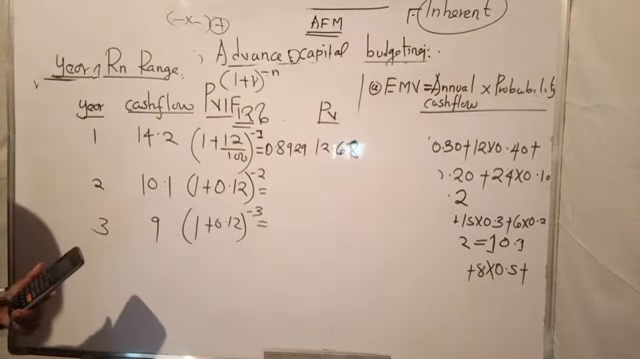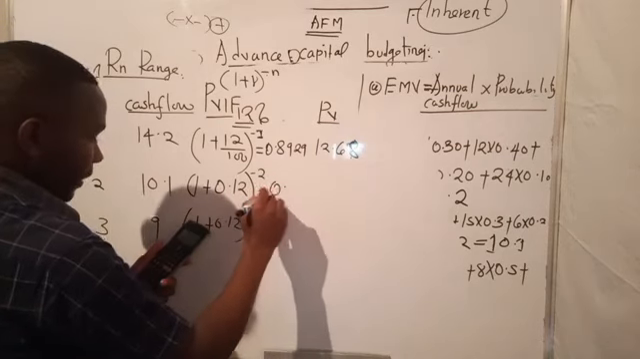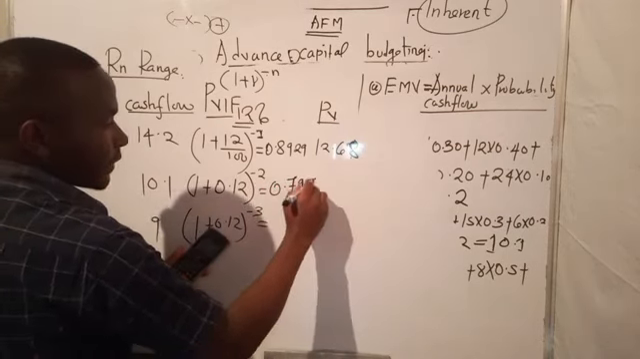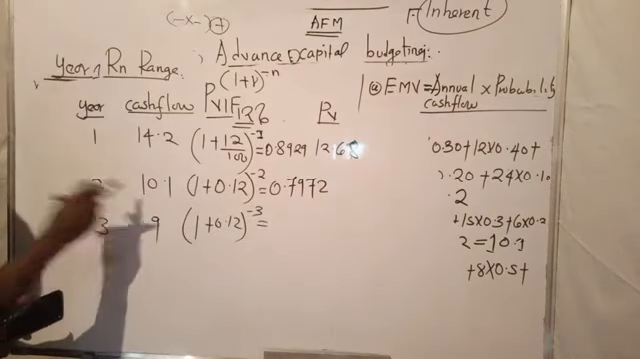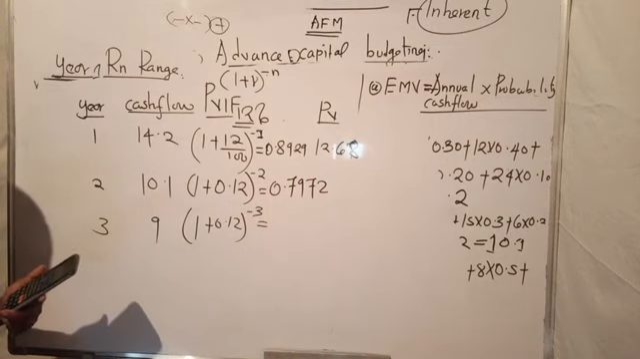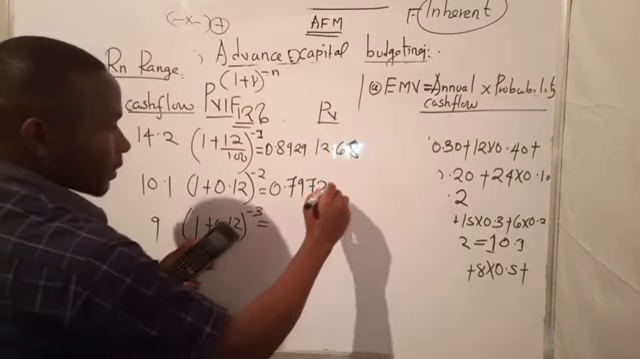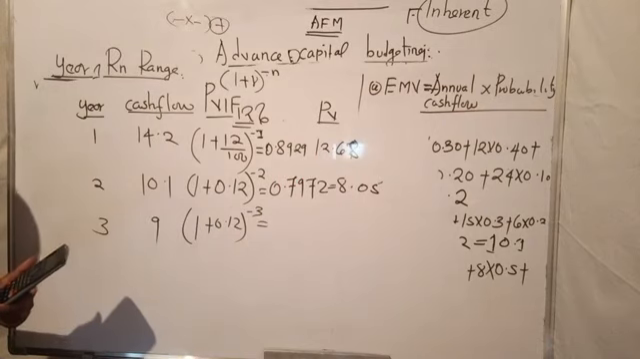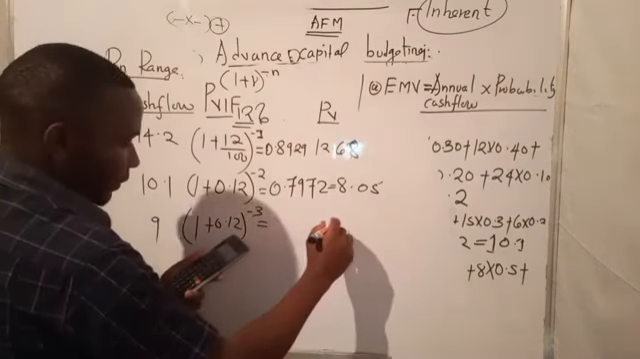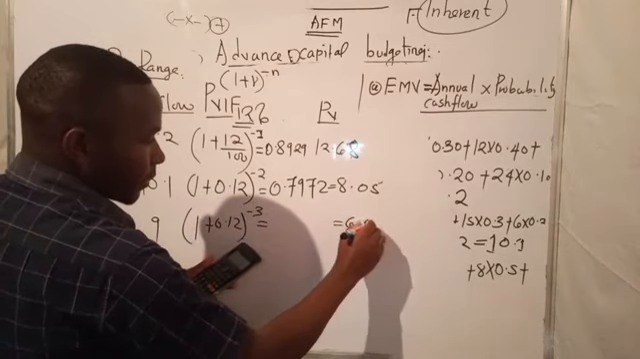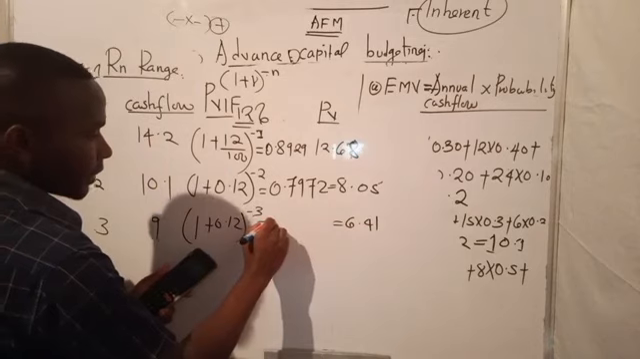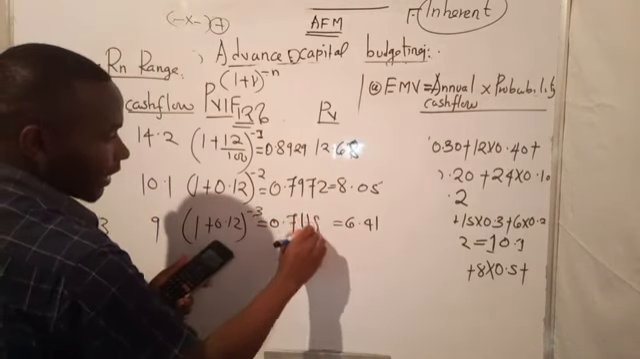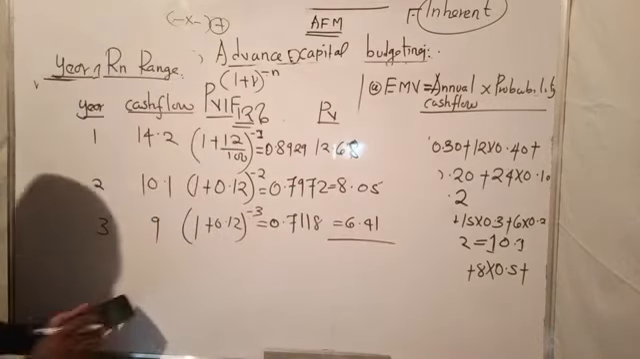Then the next one, 1.12 raised to power negative 2, gives me 0.7972. Then I multiply by the annual cash flow, 10.1, so that I get 8.05. The last one is 1.12 raised to power negative 3, 0.7118, times 9, which gives 6.41.